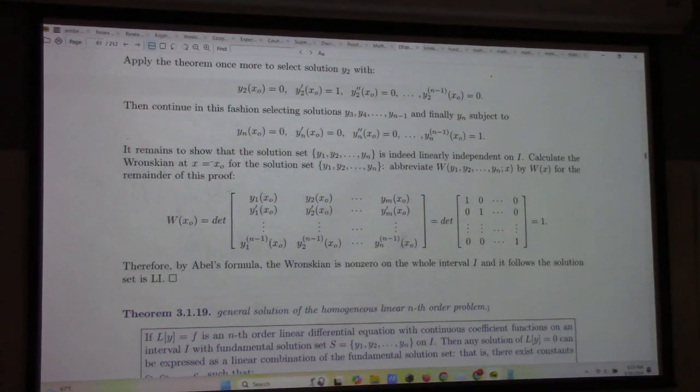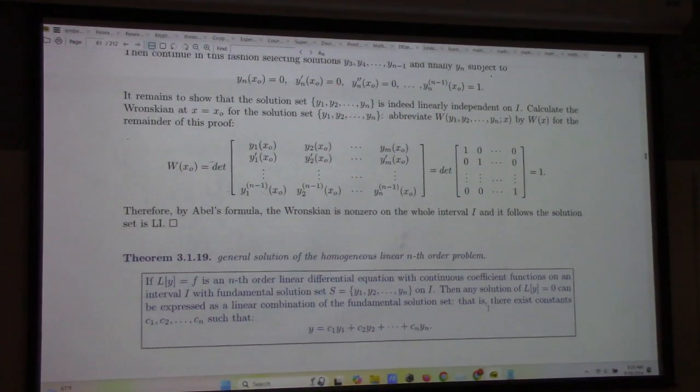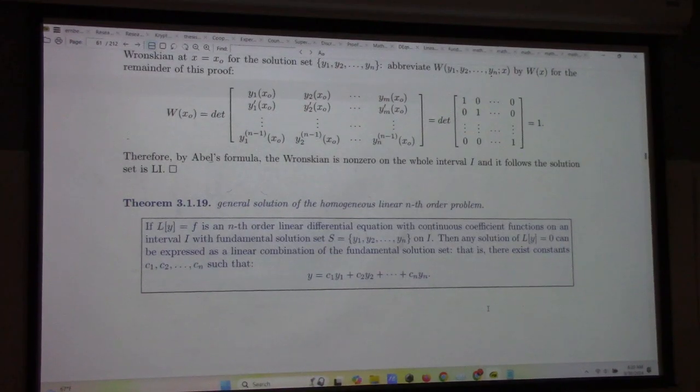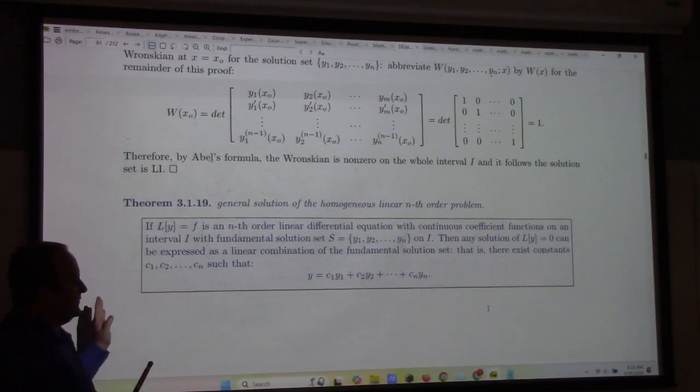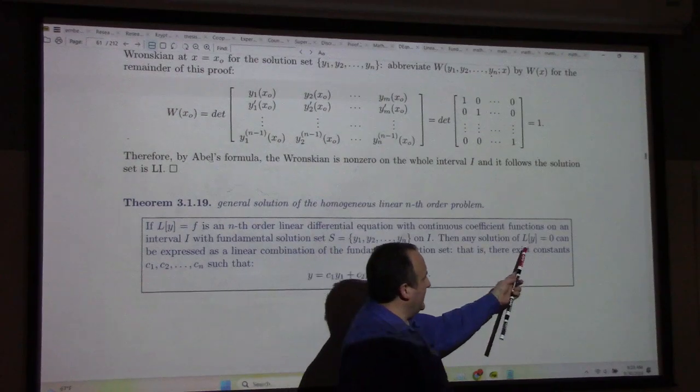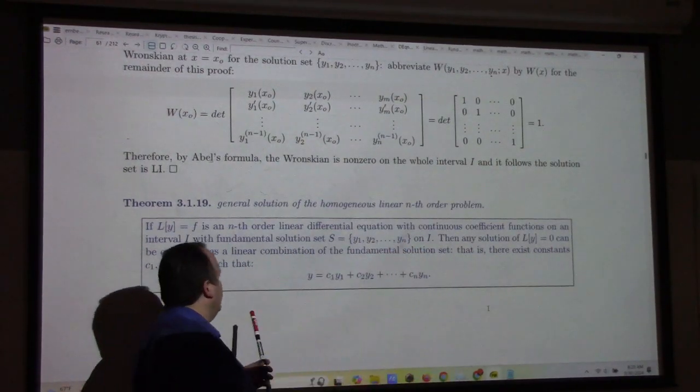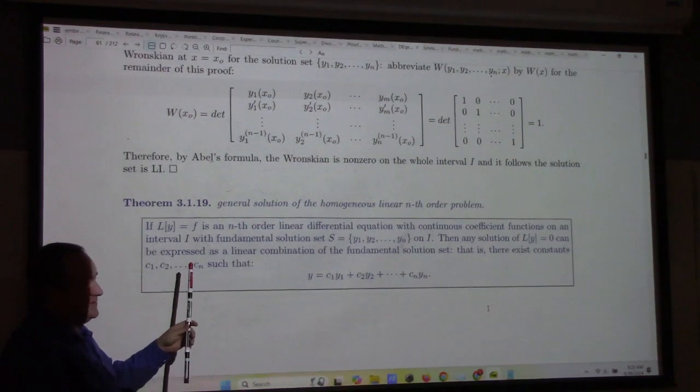And because we have Abel's formula we talked about last time, that gives us linear independence of the solution set. And as such, since this is an arbitrary problem, we've just shown that every nth order linear differential equation with continuous coefficients in fact has a fundamental solution set. But there's more than that. If you have a fundamental solution set, then any solution I form for the homogeneous problem, L of y equals 0, any solution to that can be written as a linear combination of the fundamental solution set.